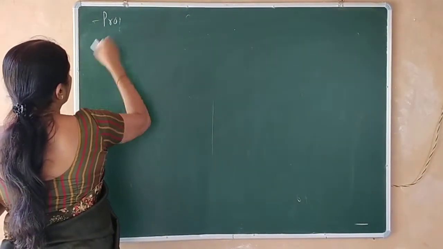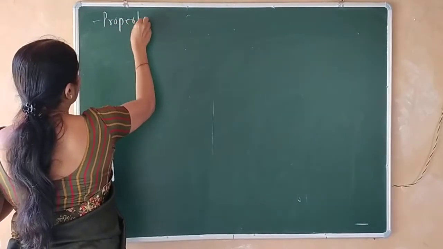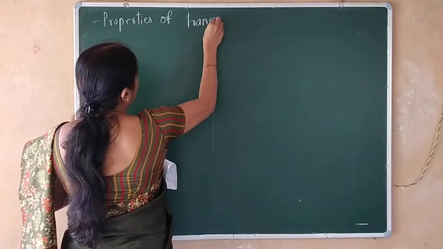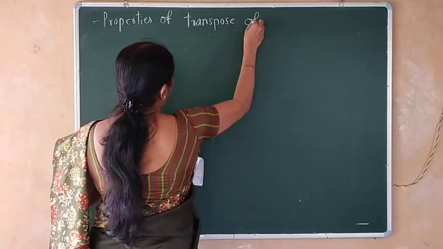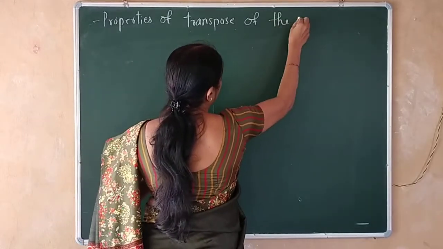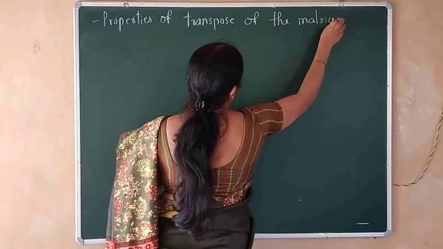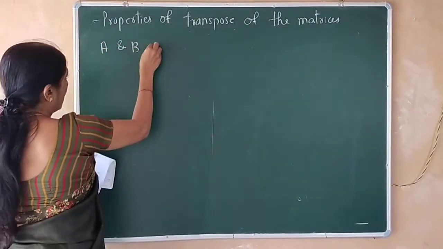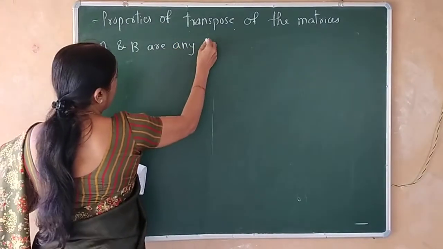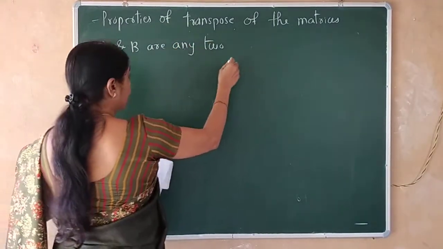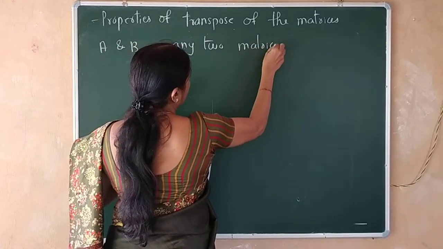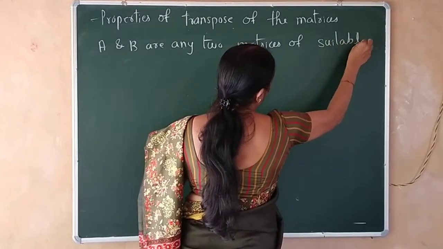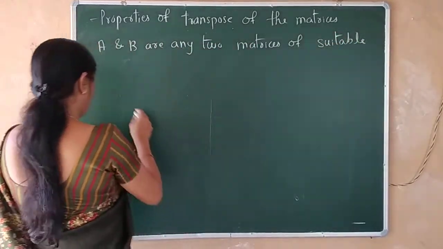Properties of transpose of the matrix or matrices. So here, take any two matrices A and B, any two matrices of suitable order, because we cannot say whether it is square or whatever it is, suitable orders.